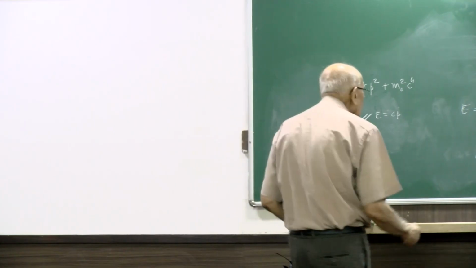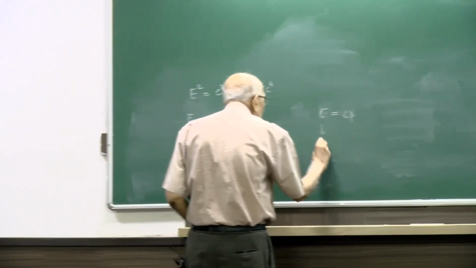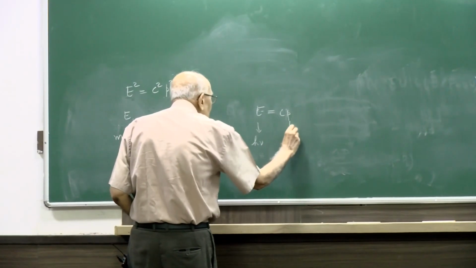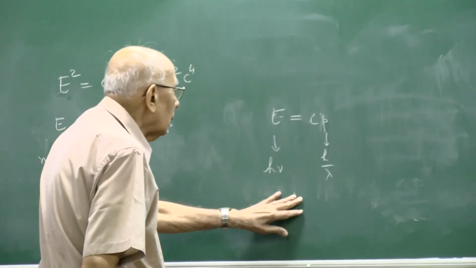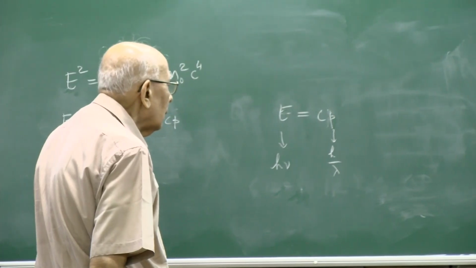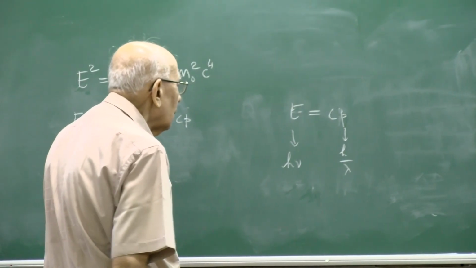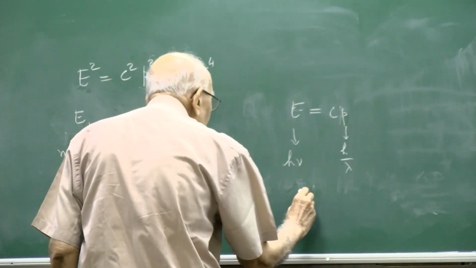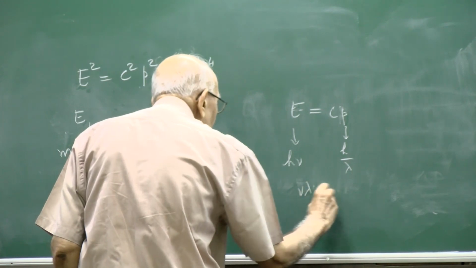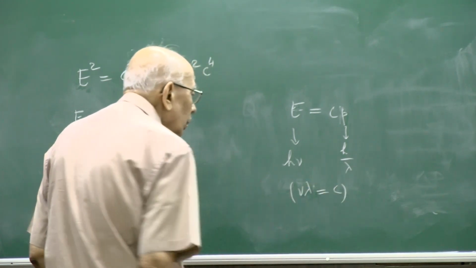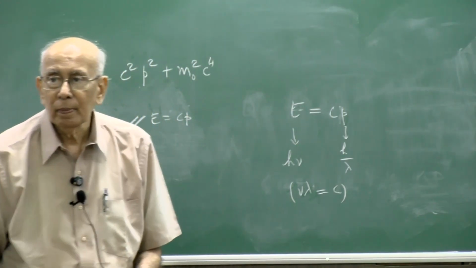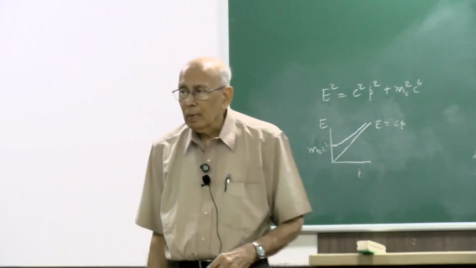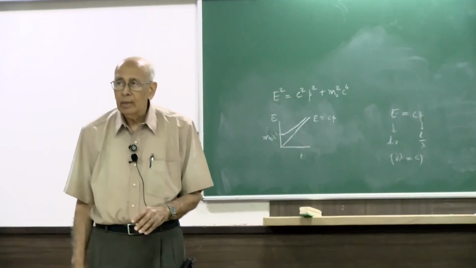By the Einstein relation, E is h nu, and P is h by lambda by the de Broglie relation. So what this equation is saying is that nu lambda equal to c. The speed of the wave is its frequency multiplied by its wavelength. That you know. The particle version of this wave relation is E equal to cP.